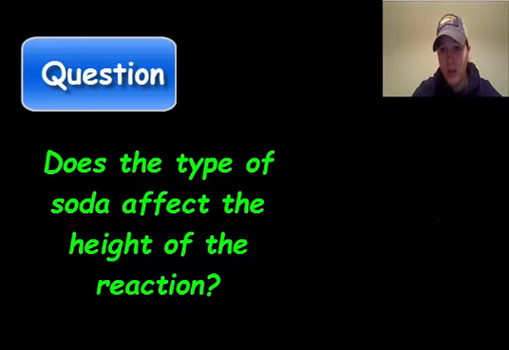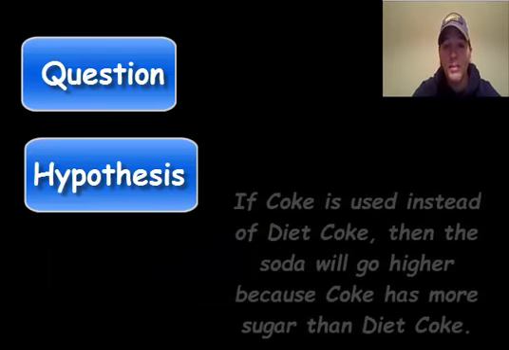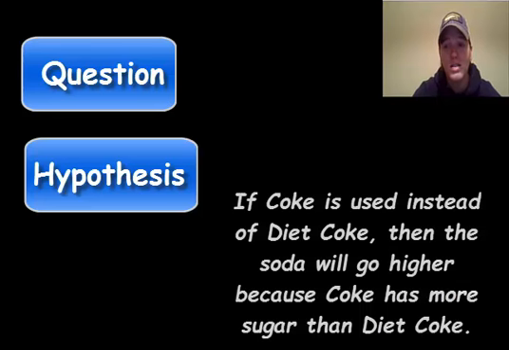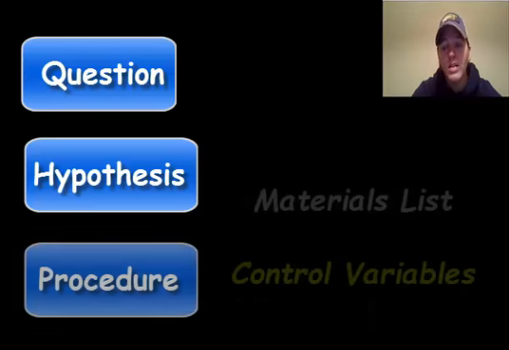Using our variables, we were able to write a hypothesis. Remember, our hypothesis is an if-then-because statement that makes an educated guess about what you think is going to happen. It doesn't have to be right, it doesn't have to be wrong, it just is.